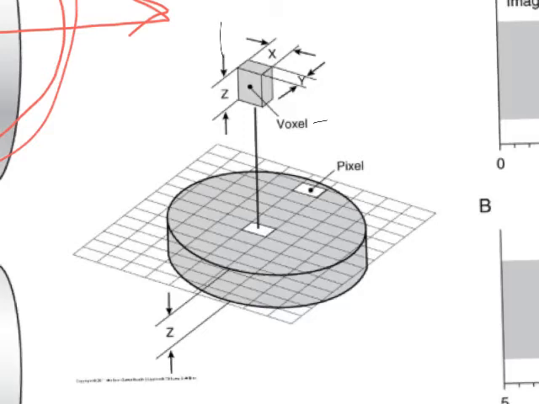The pixel would just be x and y. The voxel has x, y, and z. And the computer then assigns to each voxel one Hounsfield unit. So one attenuation profile, one Hounsfield unit will be assigned to each pixel, or each voxel in our case.